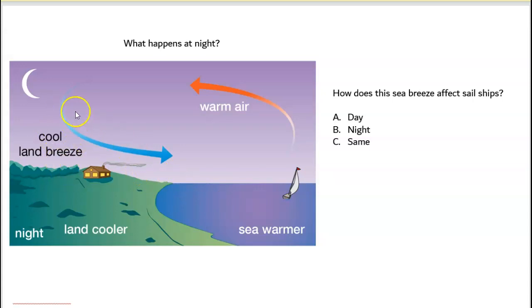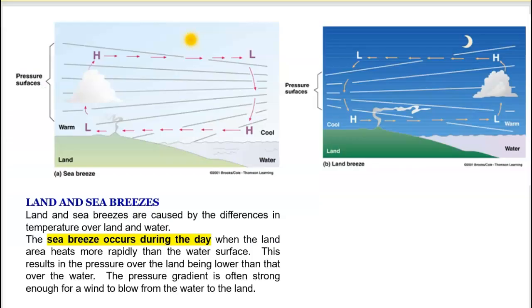The land is cool, so the air is going to become more dense as it moves over the land. It's going to sink and it's going to blow across the water where it heats up. So the water is warmer, the air that touches the water is going to heat up and rise. It's going to move up and then again create that convection current just in the opposite direction. I'm going to put these two diagrams next to each other so that you can get a comparison of what happens.